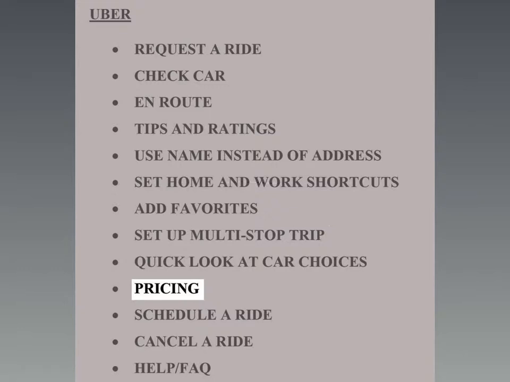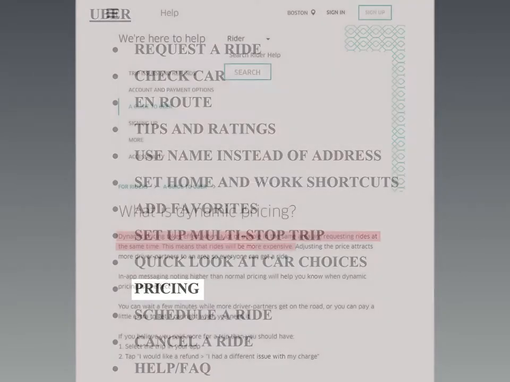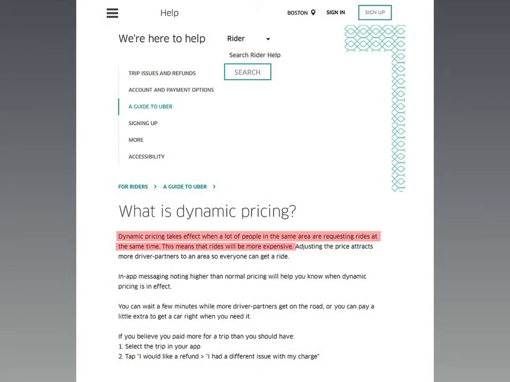The one thing that you should know is that both Uber and Lyft use what they call dynamic pricing. That is a euphemism for charging you more when it gets busy. Dynamic pricing, the entry tells us, takes effect when a lot of people in the same area are requesting rides at the same time. This means that rides will be more expensive. Let's see how that works in practice.